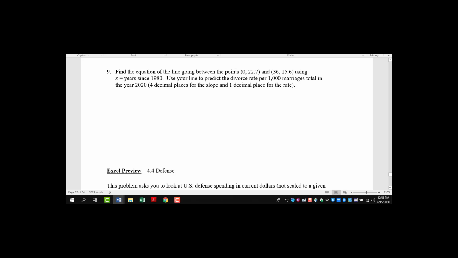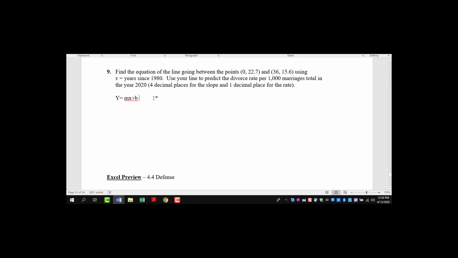So we're gonna find it. Here's our 2 points, and we're gonna find the trend line of this form. And we're going to use that trend line to predict the number of divorces per 1,000 marriages in 2020.